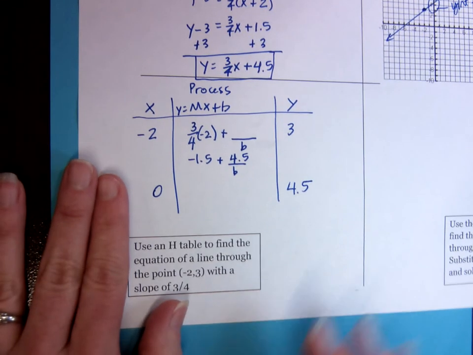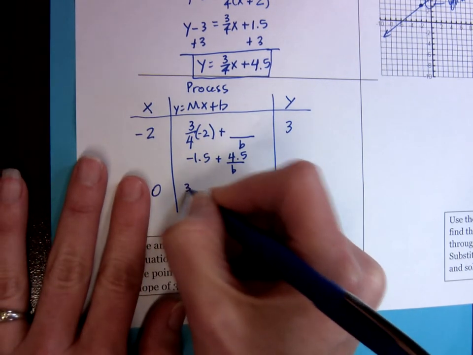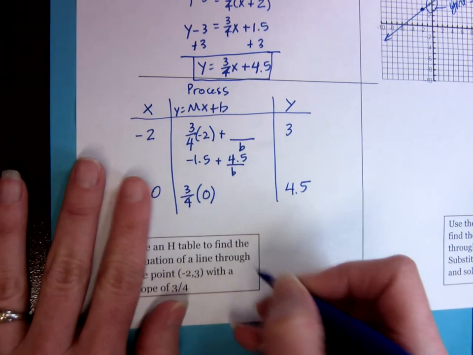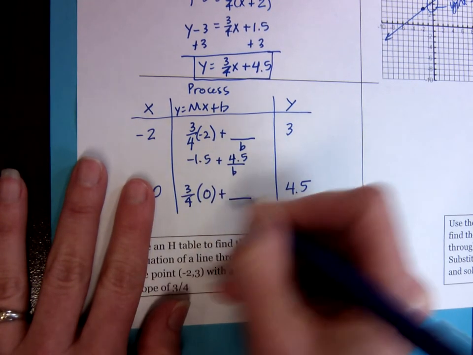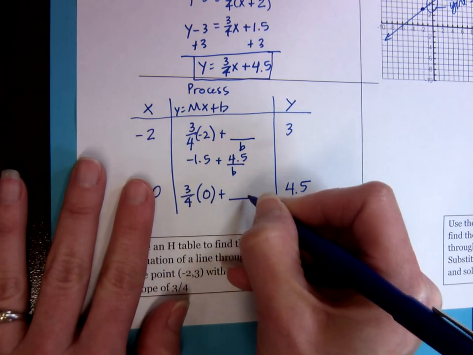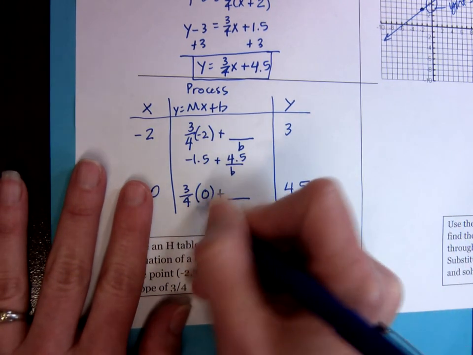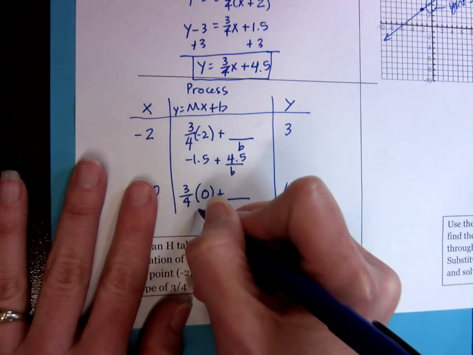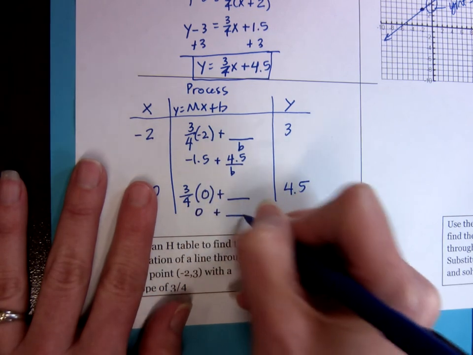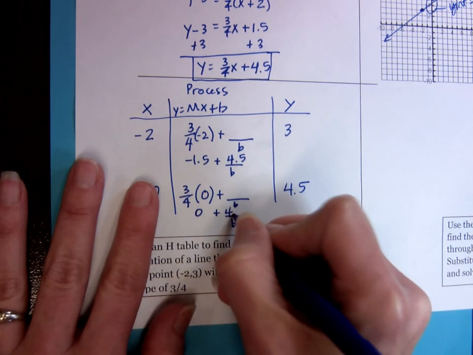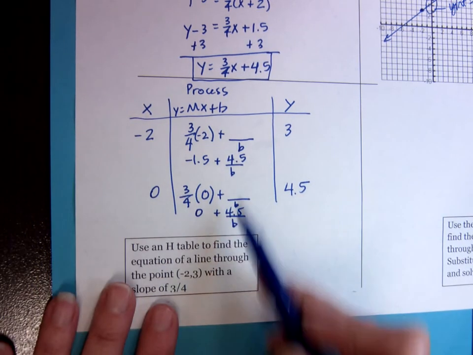So let's see if it works with the 0. We do the same thing. Our 3/4 is our slope. We put 0 for the x. And we say 3/4 times 0 plus what gives us 4.5? What is 3/4 times 0? 0 plus what? 4.5. Isn't that the same thing we had on the first one?